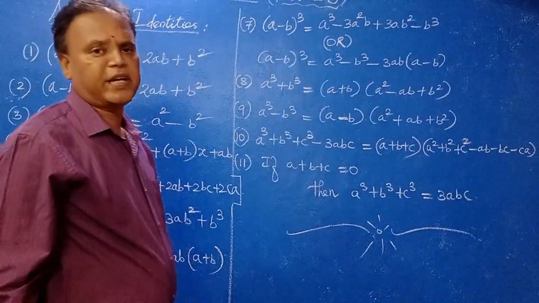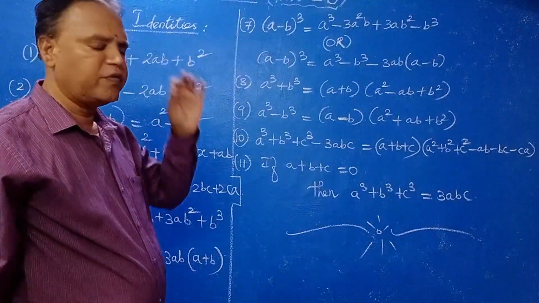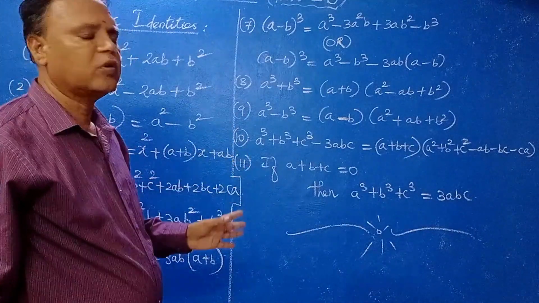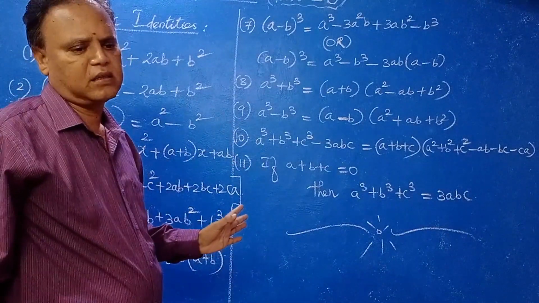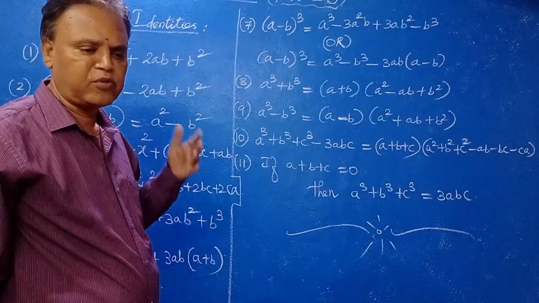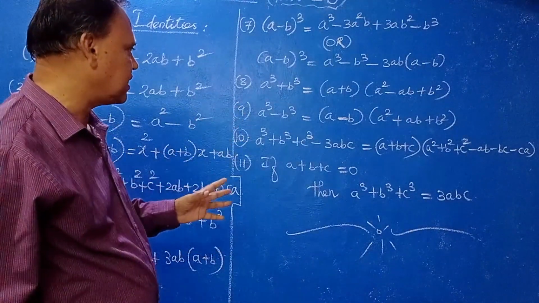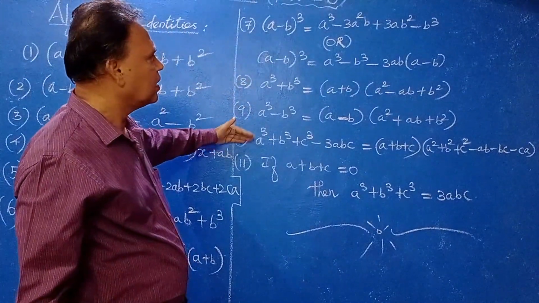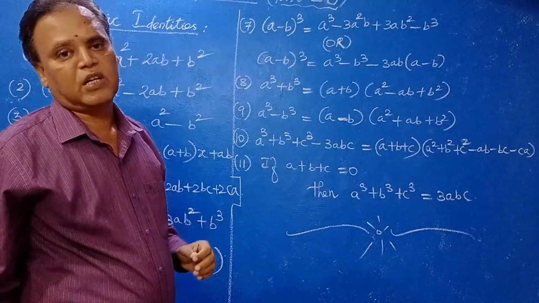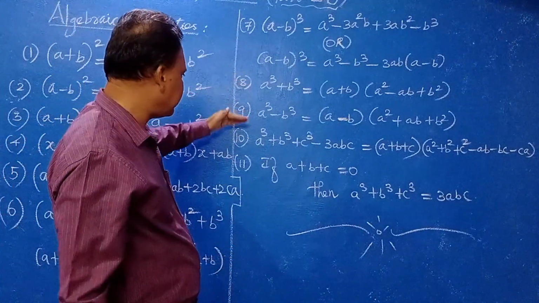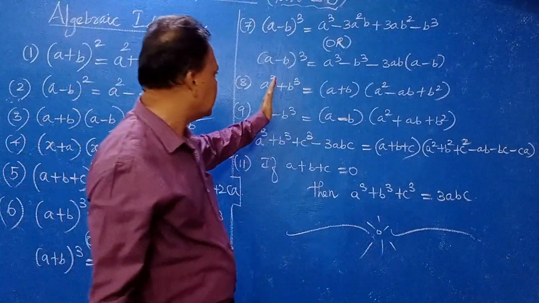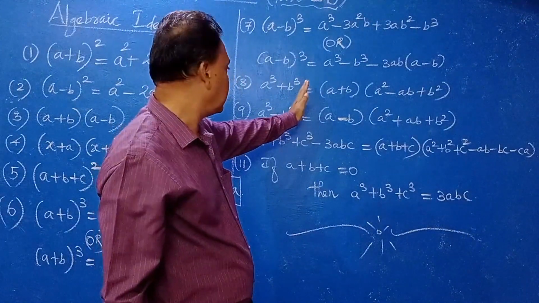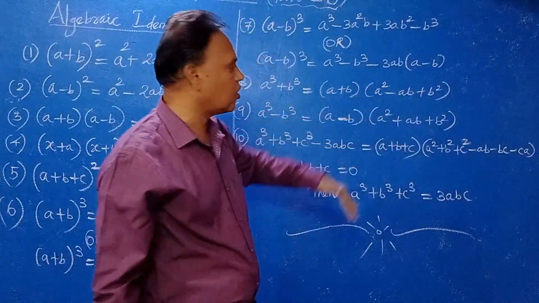These 11 algebraic identities you always have to know thoroughly. Even in higher classes it will be very useful. Clear? So practice 3 or 4 times, 5 times, and if you practice with the idea, you can easily remember. The 8th, 9th, 10th formulas are called factorization formulas. You see this a cube plus b cube. We are writing the factors, so it is called a factorization formula.